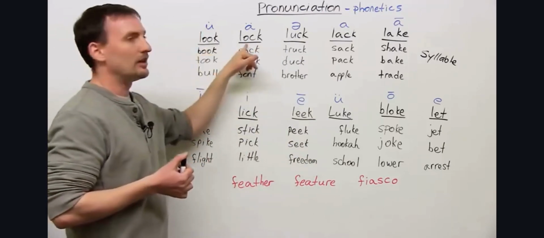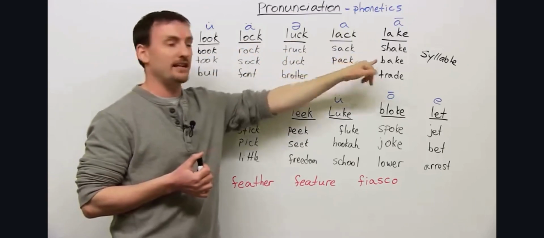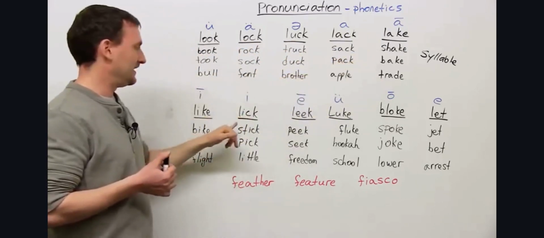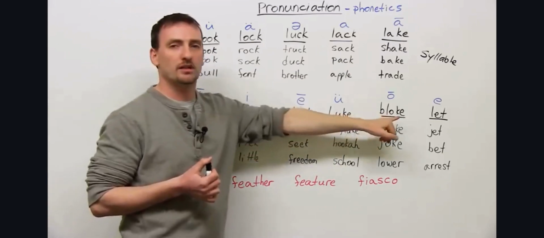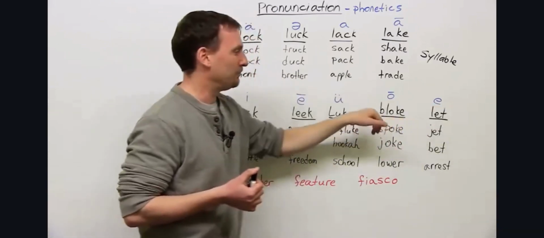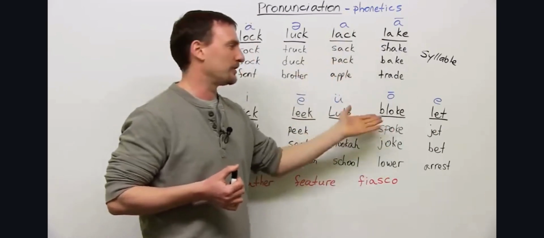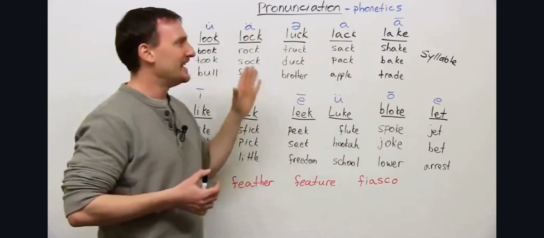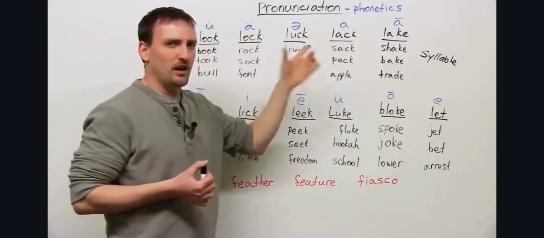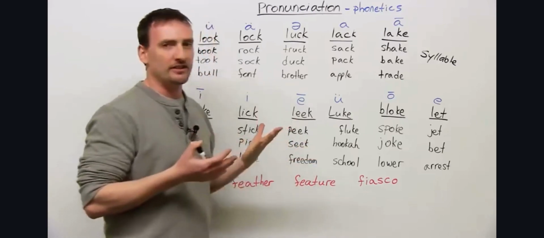Look, lock, luck, lack, lake, like, lick, leak, luke, bloke, and let. Now, bloke and let are obviously different words, but there's no such word as loke, and there's no such word as lek, so I had to improvise. But we have a bunch of other ones. Now, for some of you, a lot of these words sounded exactly the same, I'm guessing, right? They're not, they're very different.